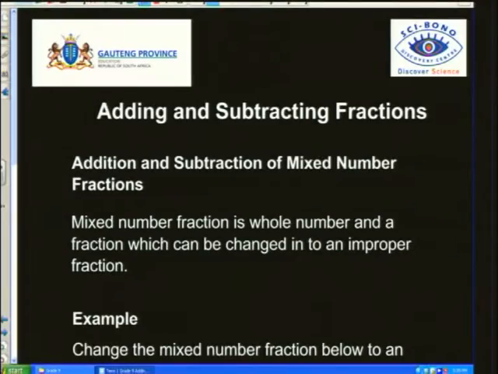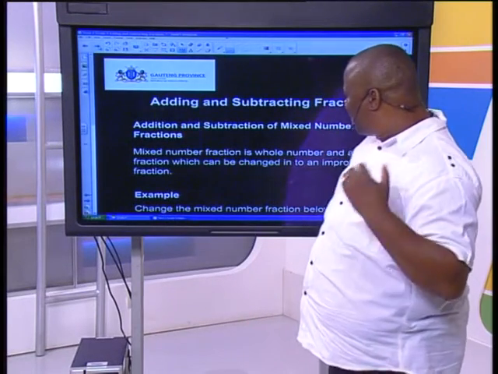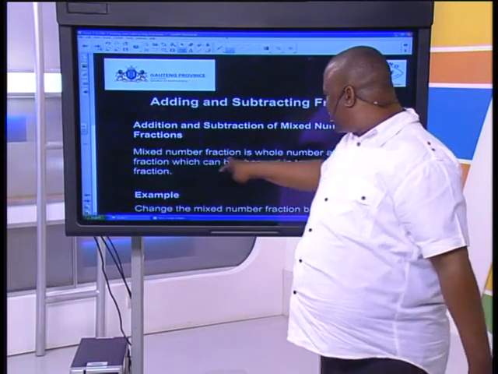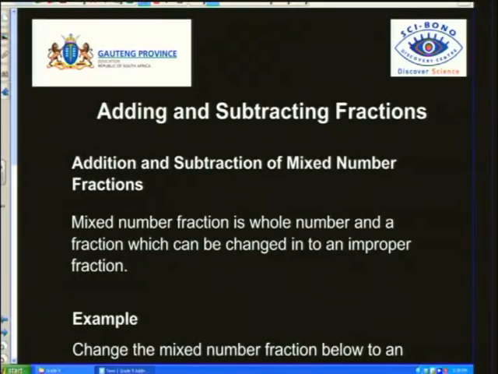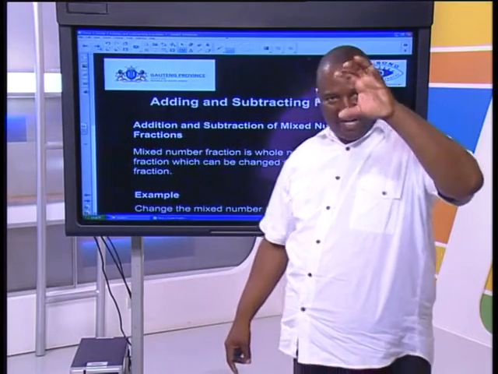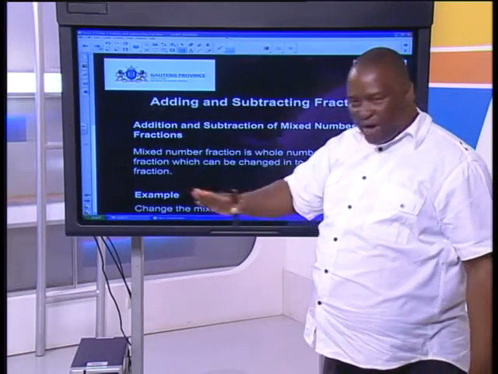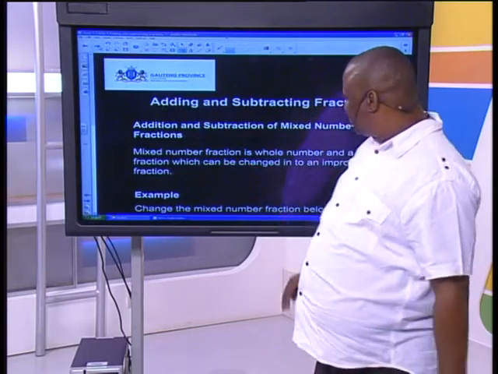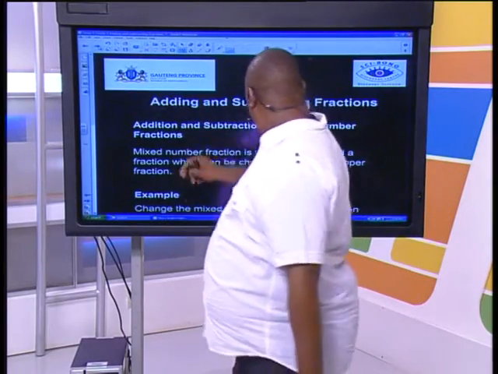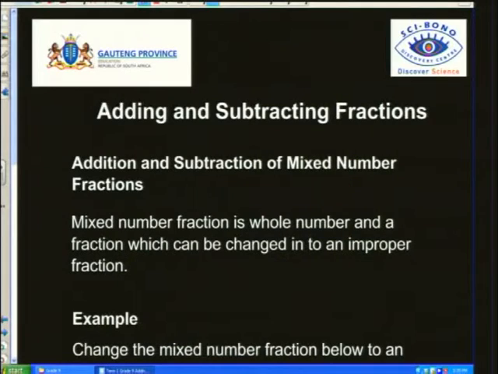Now, we're going over to mixed number fractions. What is a mixed number fraction? A mixed number fraction is a whole number and a fraction, which can be changed into an improper fraction. So we've got proper, improper, mixed number fraction. So it's a whole number and a fraction. What do I mean by that? A mixed number fraction is like if I've got 2 and 3 over 4, a whole number and a fraction.